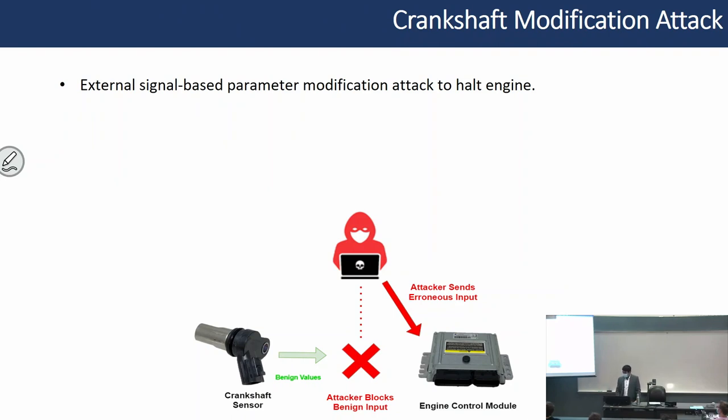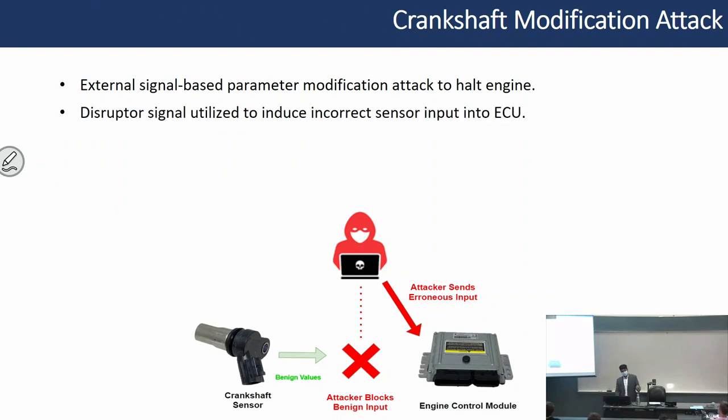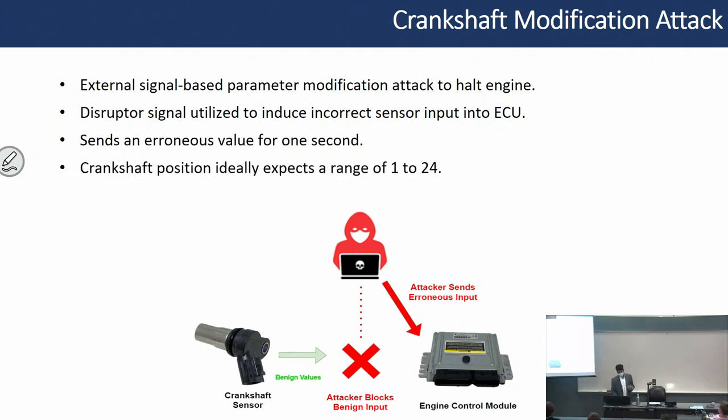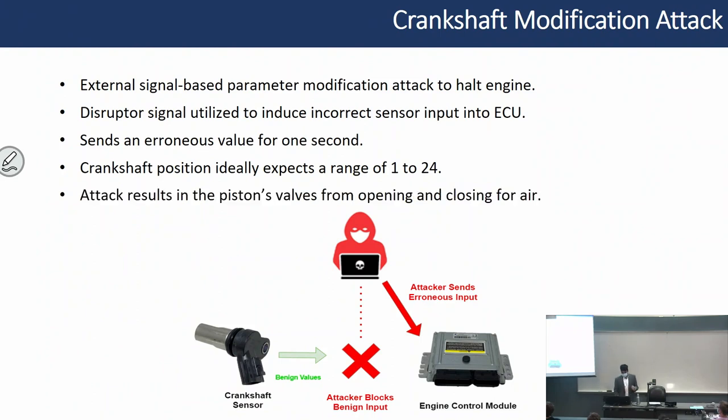So this is a crankshaft sensor. He gave wrong sensor inputs to the crankshaft sensors. The crankshaft position ideally expects a value in the range of 1 to 24. So you can actually modify the crankshaft value, and you can give a wrong, erroneous value, like 0 or less, or more than 24, like 25 or 26. This prevents the piston's valve from opening and closing for air. Long story short, it means your brakes will be applied slowly.